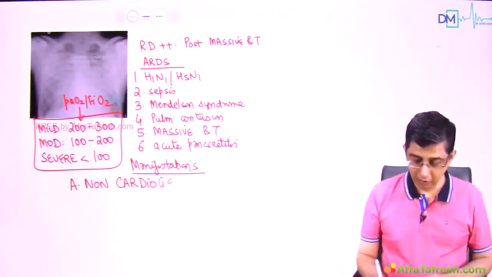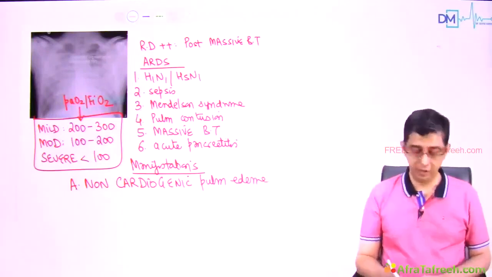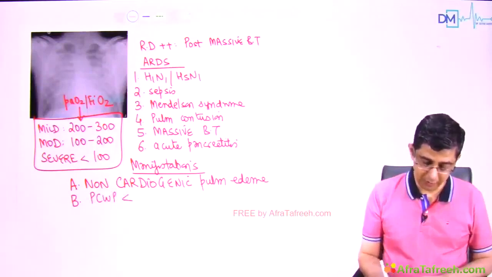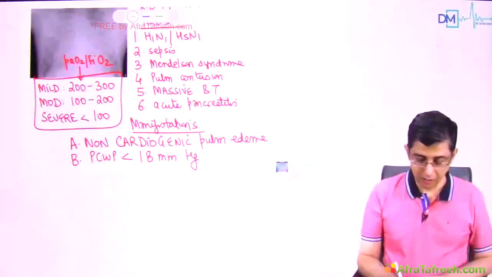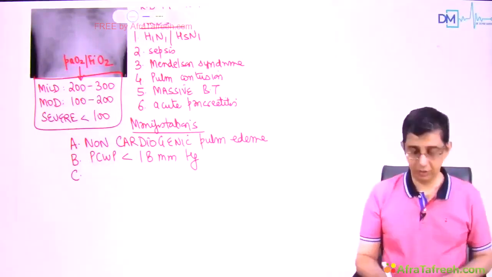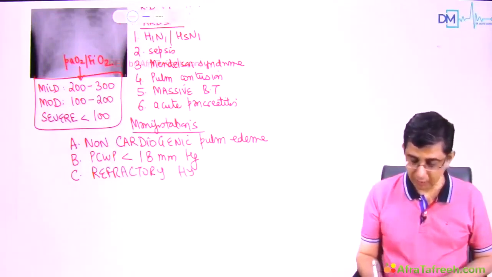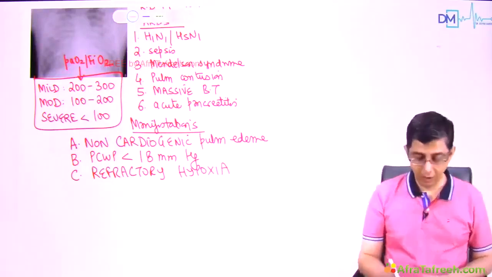So there would be a non-cardiogenic pulmonary edema developing in the patient, extensive pulmonary edema, but in the setting of pulmonary capillary wedge pressure being less than 18 millimeters of mercury. In this condition, even if you give 100% oxygen to the patient, there is going to be no improvement in the general condition of the patient. Why? Because the alveoli are collapsed and filled with fluid, so there is a refractory hypoxia.